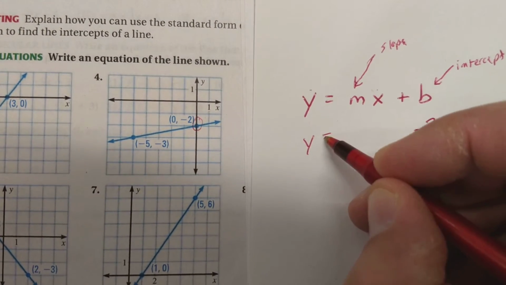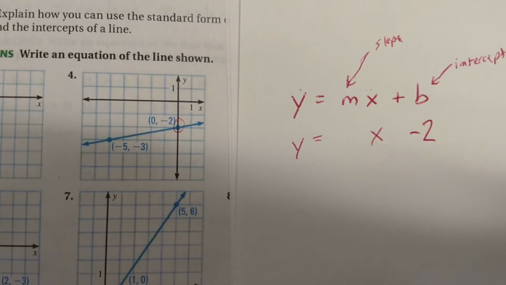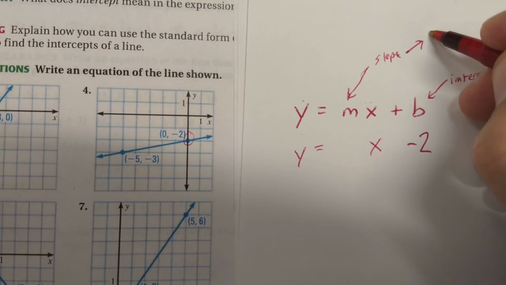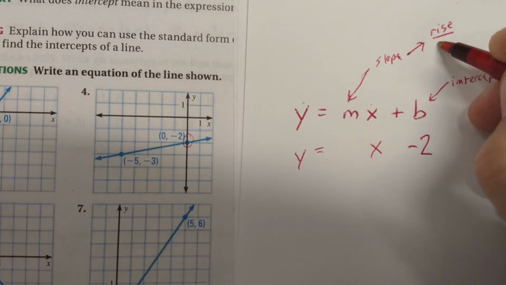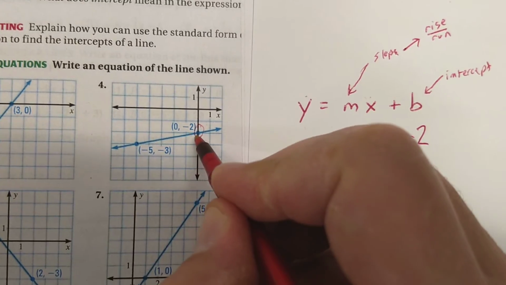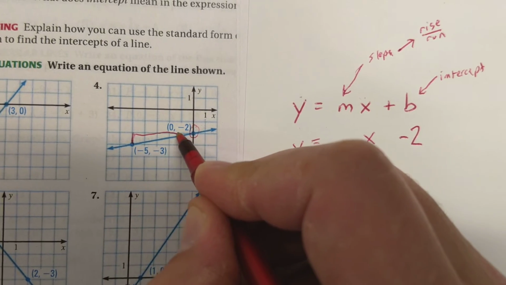Remember, the y stays as is, the x stays as is. I just need to find my slope now. And slope, if you remember this, is rise over run. So to get from one point to the next, and I'm going to go from this point to this point, how far up do I rise and how far over do I run?